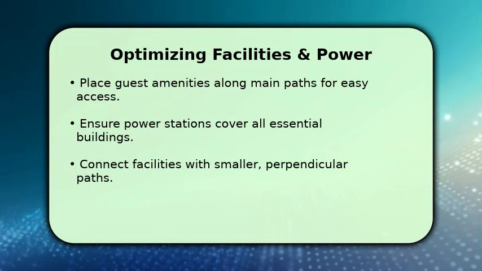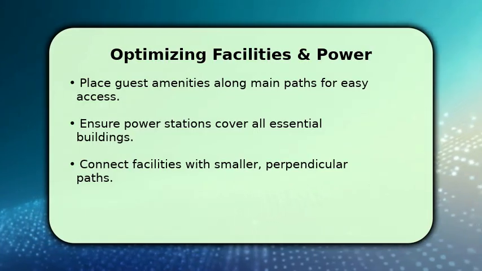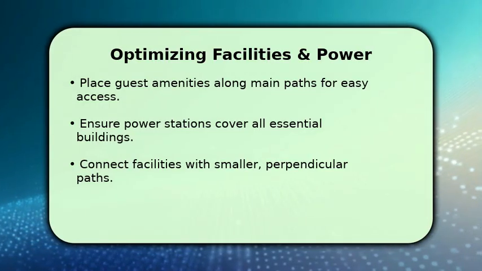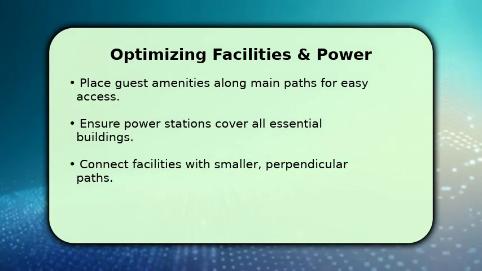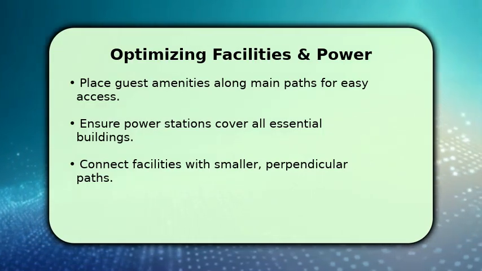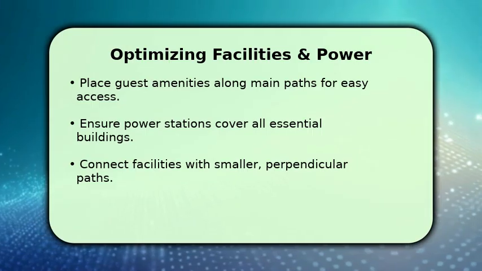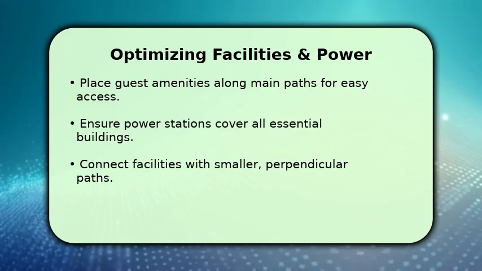With your paths and enclosures in place, it's time to strategically position your guest facilities. Place amenities like restrooms, shops, and restaurants directly adjacent to your main pathways to ensure maximum visibility and accessibility for your visitors. Next, deploy power stations to provide electricity to all your essential buildings and fences.